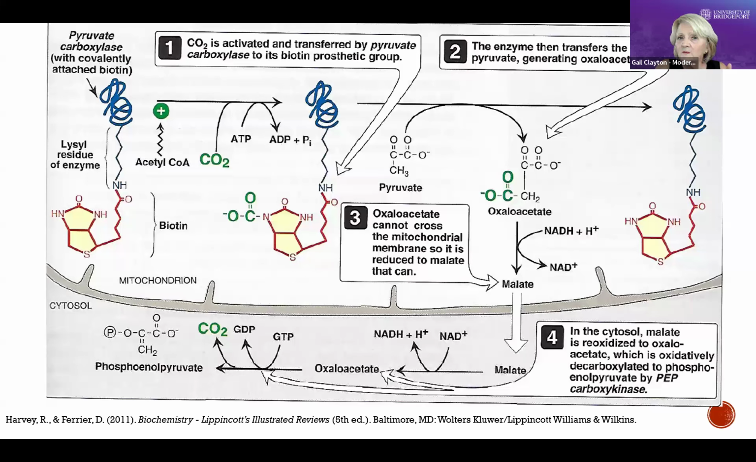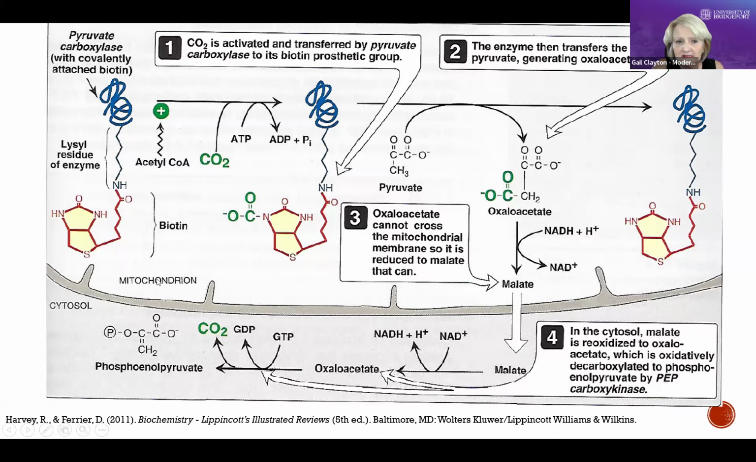Okay, so in this process, carbon dioxide, which you see here, is activated and transferred by this enzyme to the biotin's prosthetic group. So here's the CO2, and now it's attached to biotin. Now, the enzyme then transfers it to pyruvate. So here's pyruvate, and what we're going to do is put the CO2 onto pyruvate. Now pyruvate is changed into oxaloacetate.